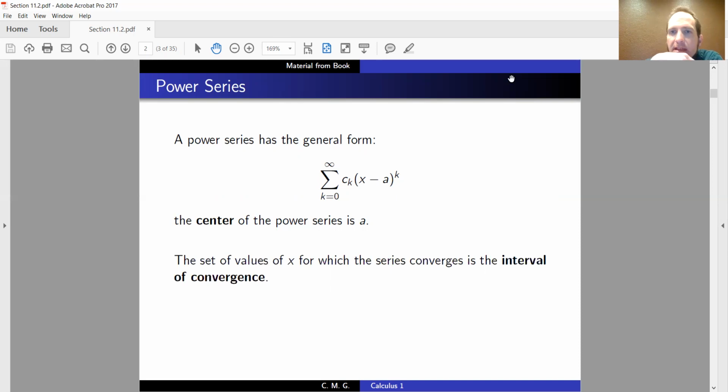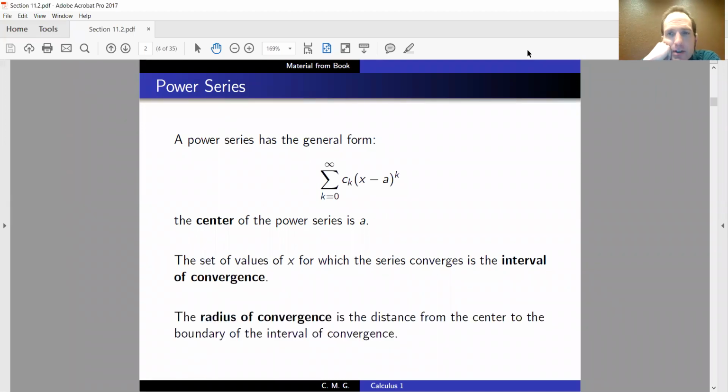Because this is basically a geometric series to some degree, ignoring the fact that c sub k might have some k's in it. So it's basically a geometric series, and that geometric series may or may not converge everywhere. If the thing inside there is less than 1, it's going to converge. If it's bigger than 1, this is going to diverge. So you might see that as what's happening here. All right, that's the interval of convergence.